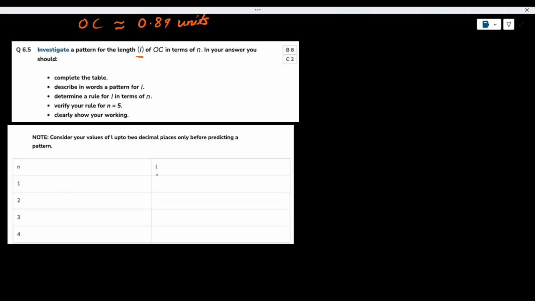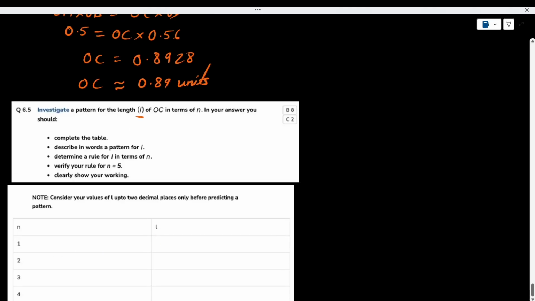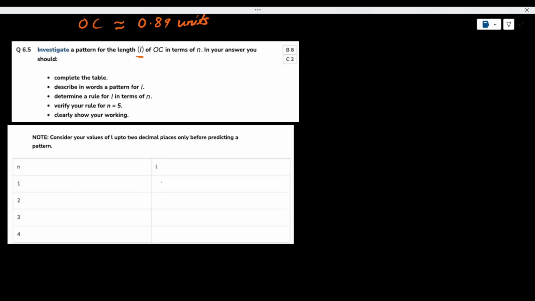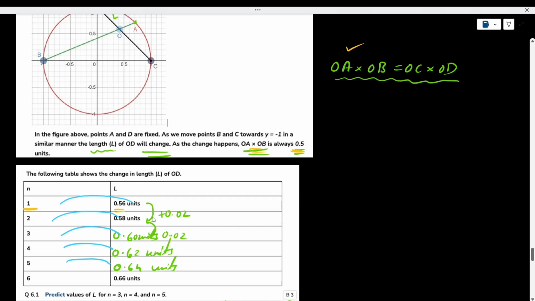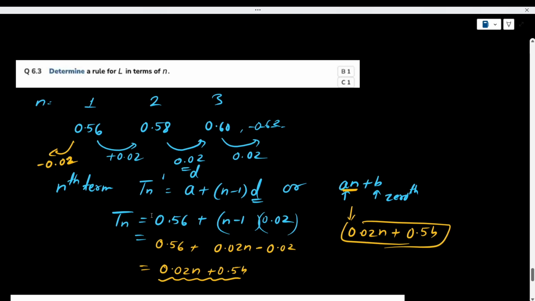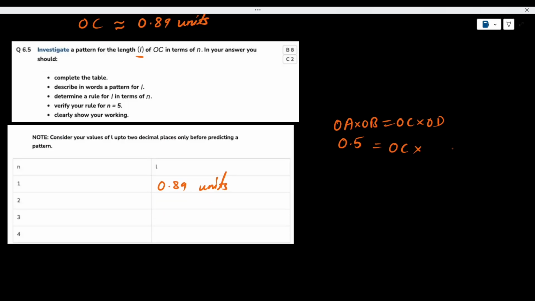So just now we got it here. If we are taking this, OC is 0.89 units, right? And in the second stage also, OA times OB is equal to OC times OD, right? So this is fixed. Now, what is going to be the length of OC in the second stage? You see that in the second stage OD is 0.58. So I can take it here 0.58.